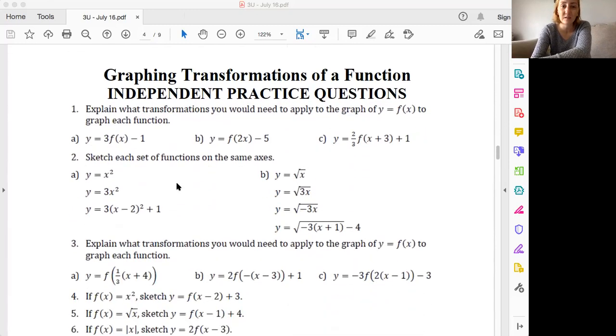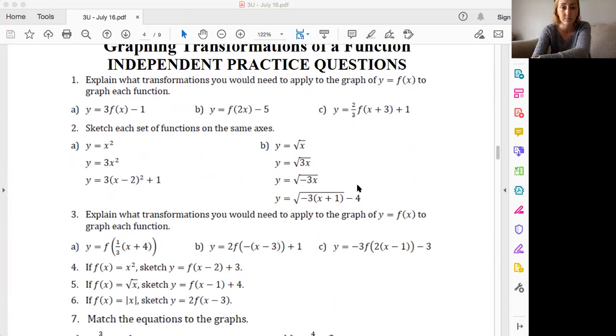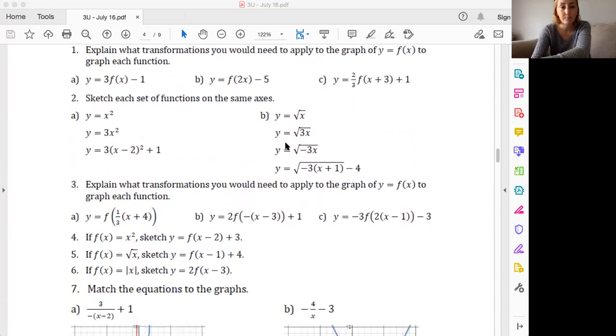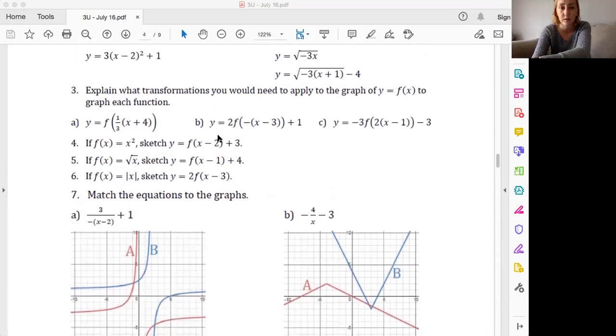So for the independent questions, number 1, what transformations would you need? So you're going to say if it stretches, it compresses vertically or horizontally. If it moves to the left, to the right, up, down, etc. This you're going to have to sketch them onto a graph. You can do it on Desmos if you need. I'd rather you do it on, you can get graph paper or line paper and do it from there.